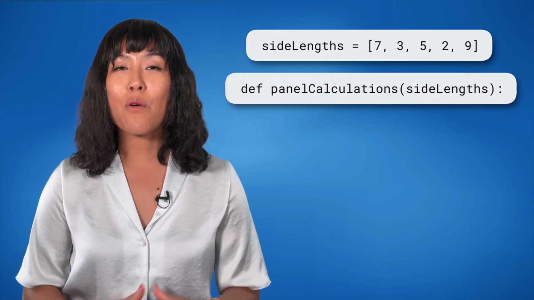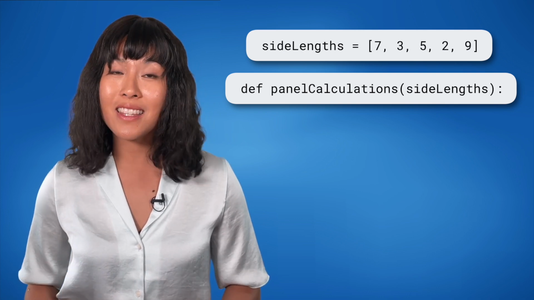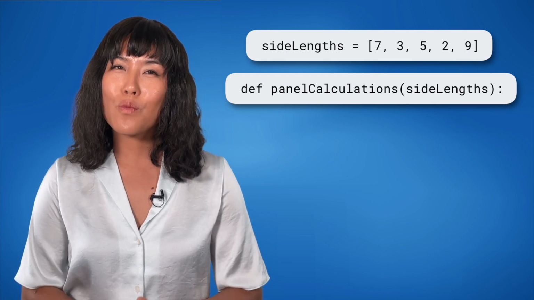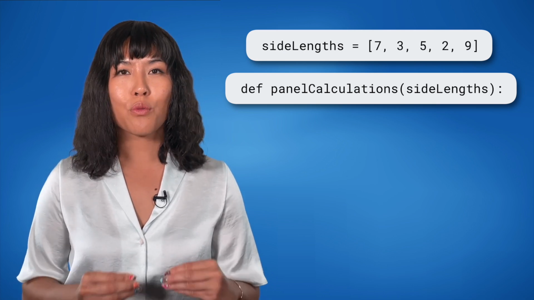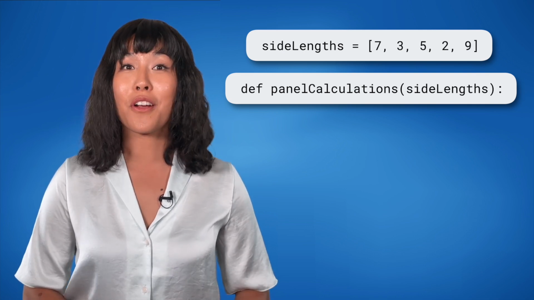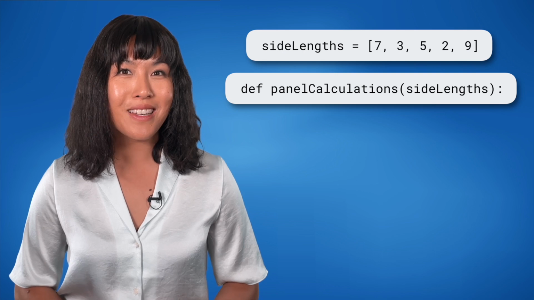We define our panel calculations function to accept a variable side lengths, which is our array of side length values. Next, we will need a for loop to go through each value in side lengths and store it in the temporary variable side length. Can you write this loop? Try it in your guided notes now.